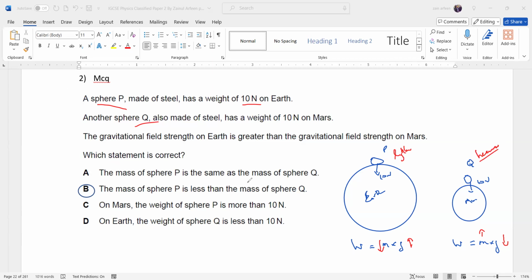The mass of sphere P is the same? They don't have the same mass. If they were having the same mass, then the weight of P should be more than Q. The mass of sphere P is less than the mass of sphere Q. That's right, because P is on Earth where the gravity is strong, so its mass should be less. So we get the product of mass and gravity as 10 Newton.